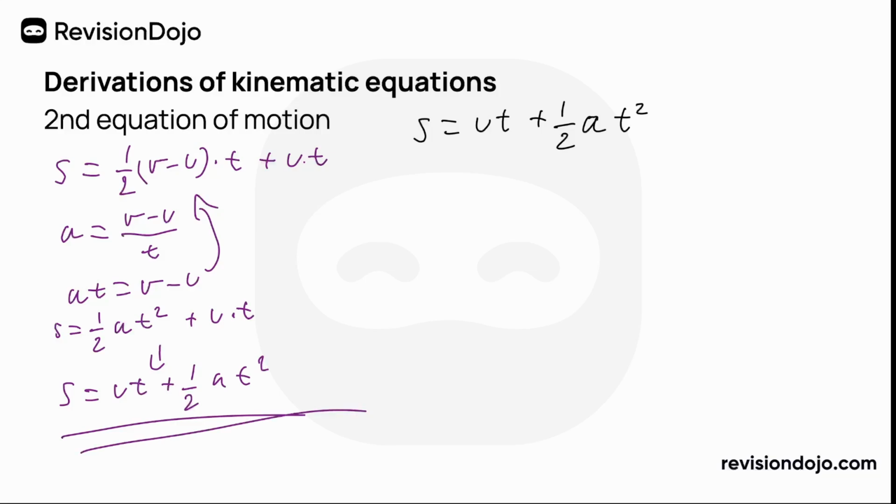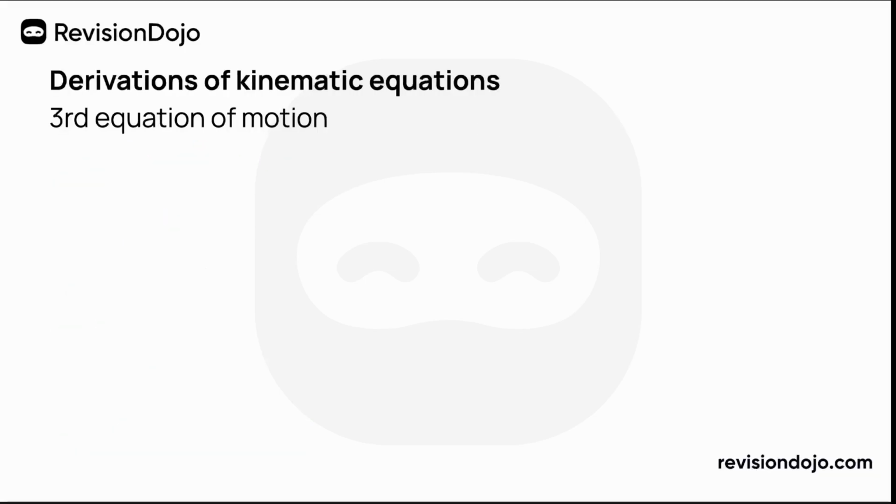We've derived the second equation. The first and second equations are those I call the fundamental equations of motion, because those are made straight from the information we get from the graph. So let's look at the third equation of motion. All right, let's take a look at this third equation of motion.